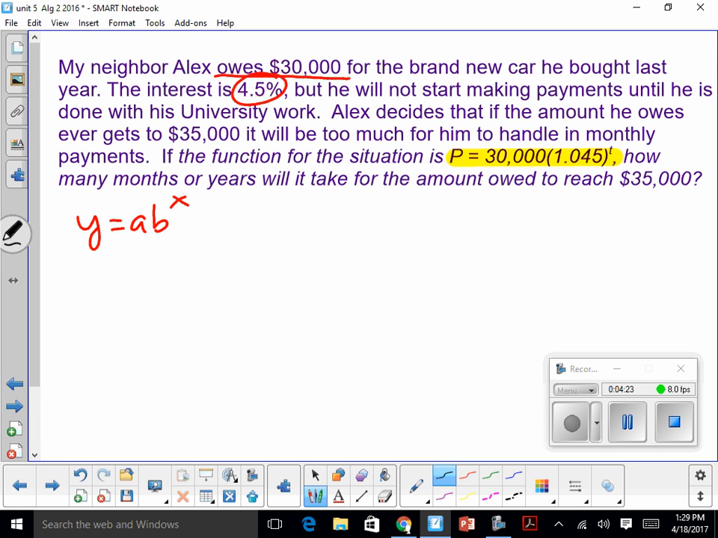Step 1, I'll write down the original, P equals the 30,000 times the 1.045 raised to the T power. We want to know what this is going to equal when the P equals 35,000. That's what that big paragraph is asking. Now, when I write it this way, some of you should remember step 1. So I'm going to have you help me build it.